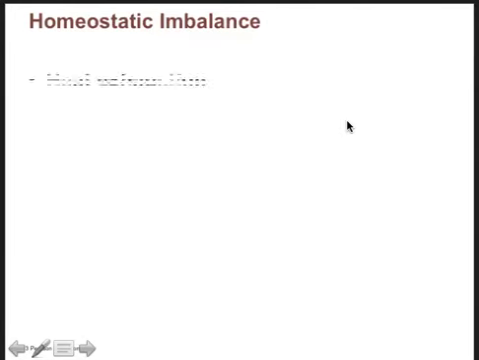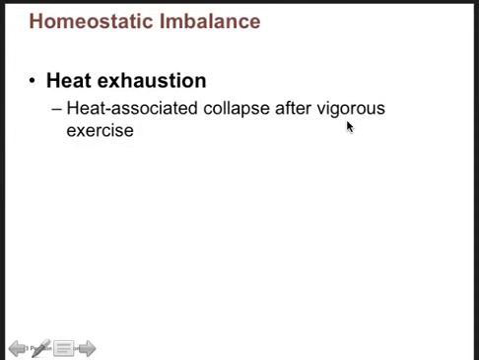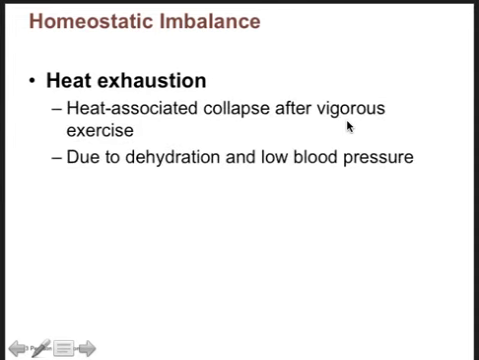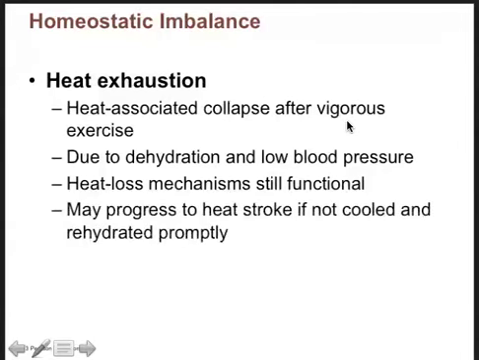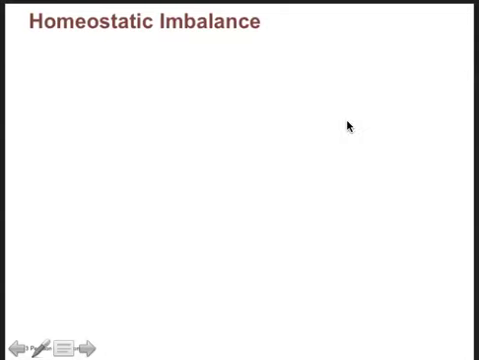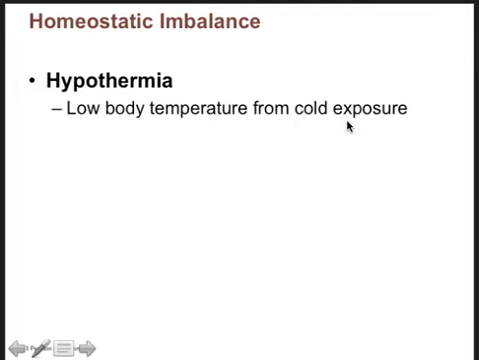In heat exhaustion, we have heat-associated collapse after vigorous exercise, and it can be due to dehydration and low blood pressure. You're losing water through perspiration, and as a result, your blood volume drops. The blood pressure can't be maintained. The heat loss mechanisms are still functioning, and it can progress to heat stroke if the individual is not cooled and rehydrated properly. And again, this rehydration should be in the form of an electrolyte-containing solution, such as a sports drink.